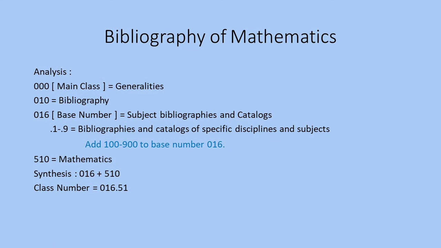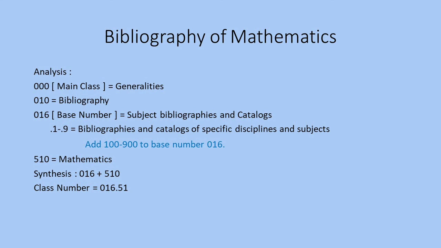Now our next example is bibliography of mathematics. Here there are two subjects also. One is bibliography, the other is mathematics. We know bibliography is under the generalities. In the main class of generalities, 000, under generalities in 010 there is bibliography. So we can find this class number in two ways. I will show you two different ways. You can choose.